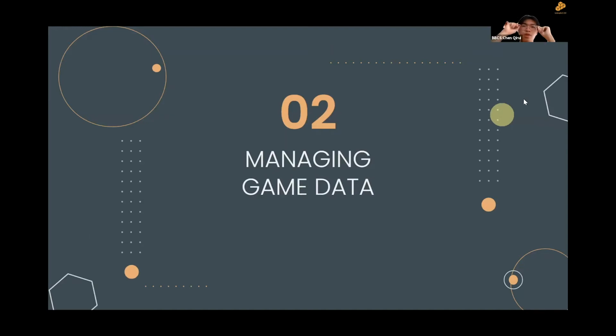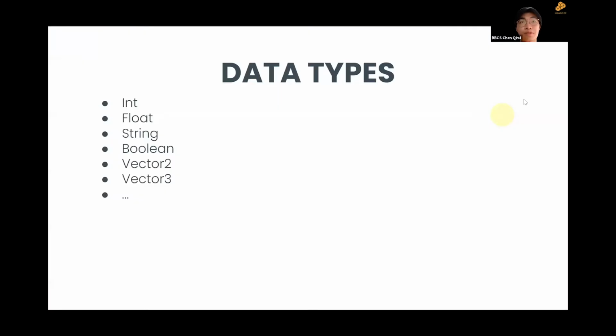So first, we will be talking about managing game data. We'll be talking about the database that we'll be using throughout the game. But first, let's address some concepts of data. There are different data types in Unity and in the native C# language. The common ones in C# are integer, float, and string. Those who have a programming background will know them.